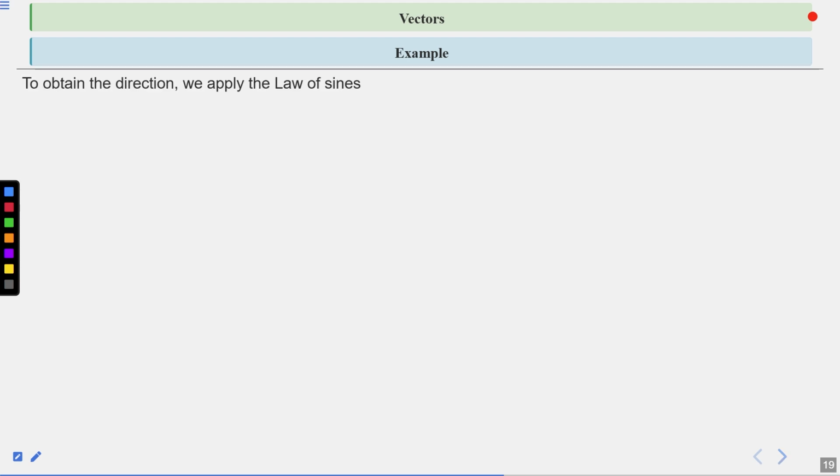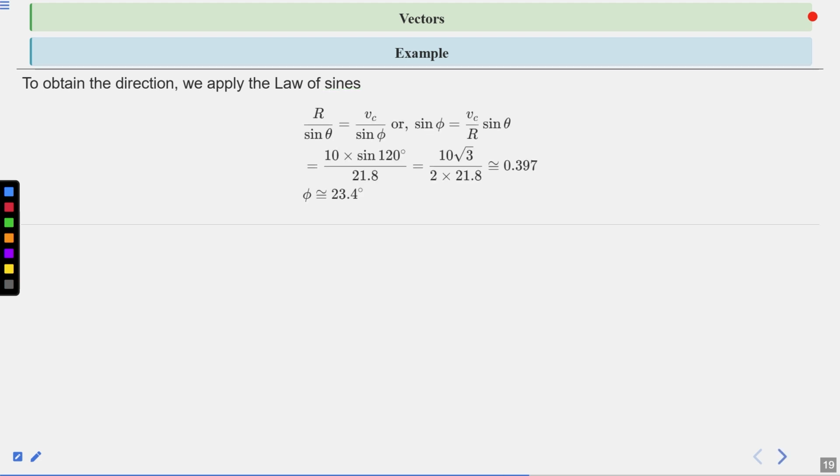Now to obtain the direction, here we apply the law of sines. So R upon sin theta is equal to Vc upon sin alpha. So sin alpha is what? Sin alpha is equal to Vc upon R sin theta. Now just substitute the values. Vc is 10 into sin 120 and R is 21.8. So solving this, you will get 0.397. So phi equal to 23.4 degree.